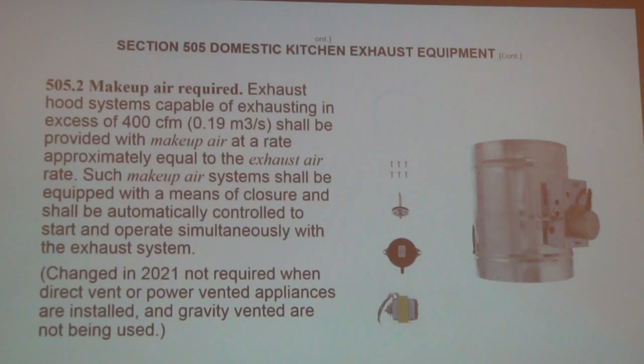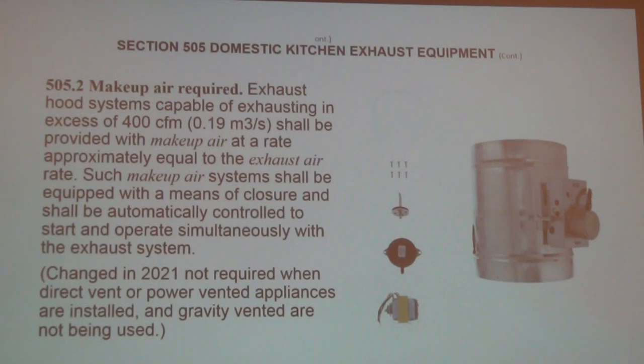I don't understand the bottom paragraph there. It says back here in the brackets, "Change in 2021, not required when direct vent or power vent appliances are installed and gravity vent are not being used." That's what I just talked about. Well, there's a code change. I'm thinking about kitchen, right? We're talking about a kitchen, right?